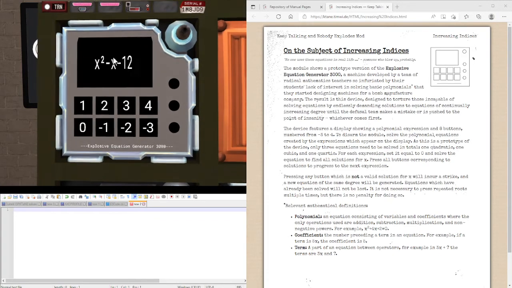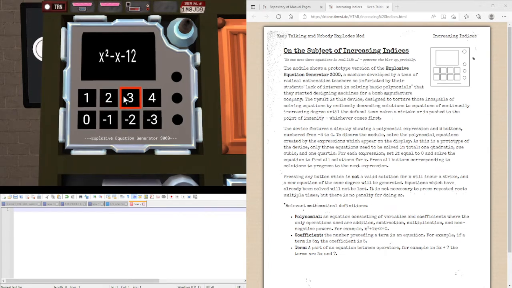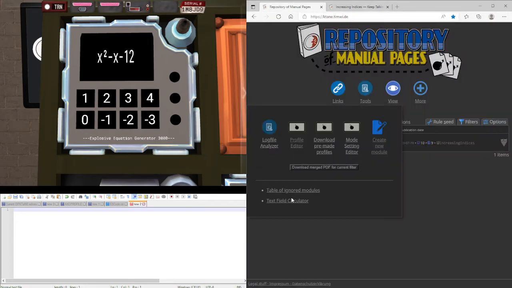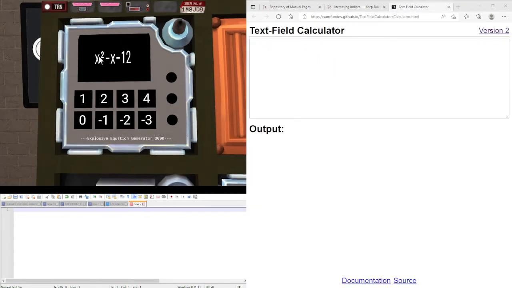Today I'm going to go over the module Increasing Indices. The basic gist of this module is we're going to be solving these equations and choosing the roots of the polynomial. There are multiple ways you can do this. You can either guess the coefficients, guess the roots, and then do polynomial division to find the rest of them, or my preferred method is subbing numbers into the equation.